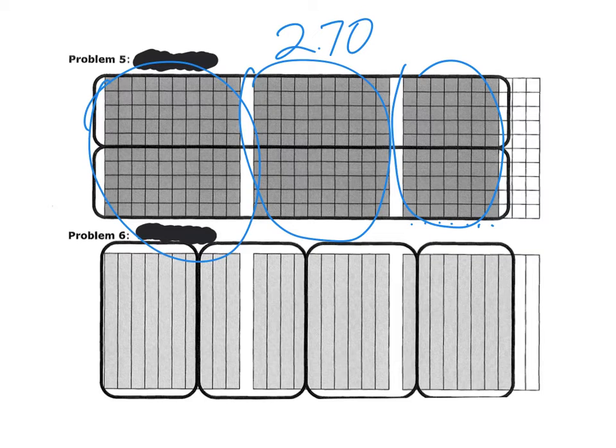Something else that I see, and I'm going to switch colors here, is that they have circled basically 2 groups, and I'm going to outline that in red. They've circled a group here, and then they've circled a group here. Now I can look at it and think, they gave me a total of 2 and 70 hundredths, and they just split it into 2 parts. So I think this problem is simply 2 and 70 hundredths divided by 2.